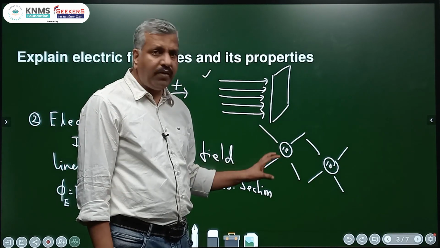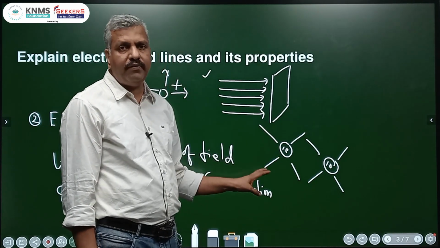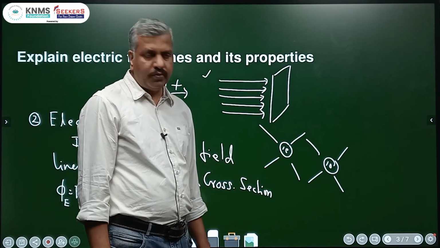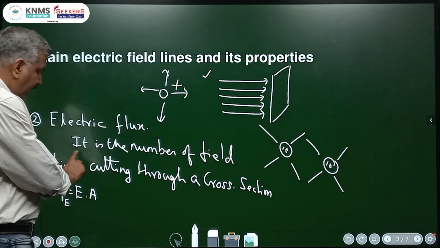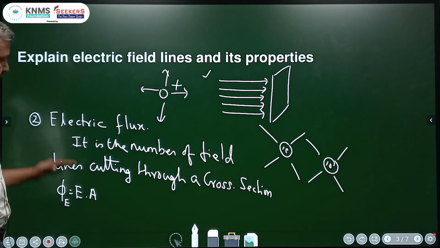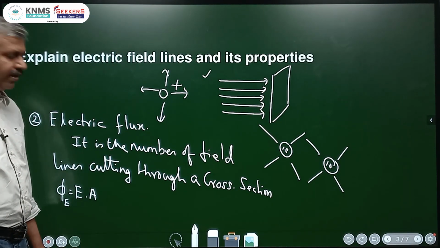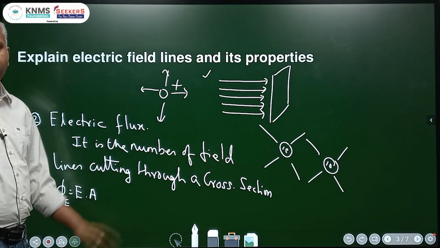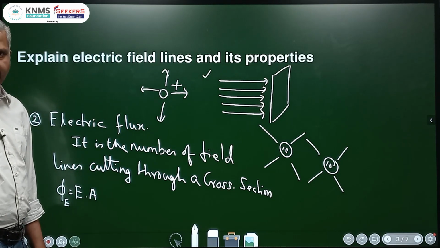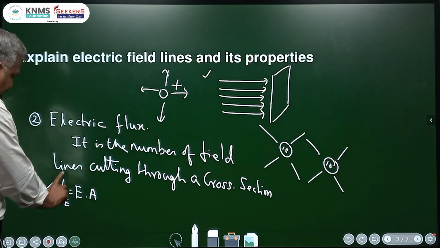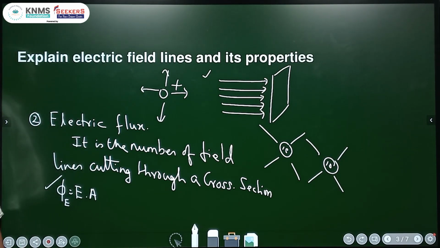Okay, so the number of field lines which we need to draw for a given charge has not been defined. So even though in literature we say that electric flux is the number of field lines cutting through a given cross-sectional area, mathematically it cannot be explained this way. Mathematically, electric flux is defined as E dot A.